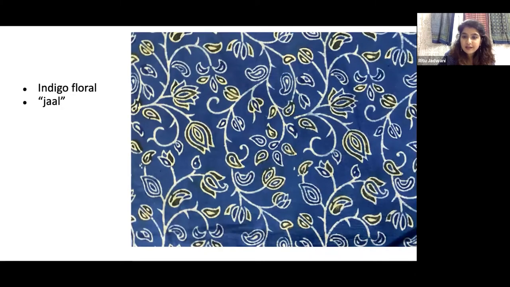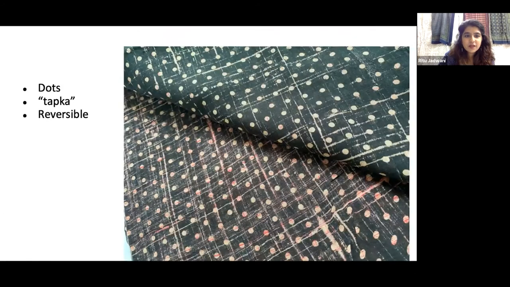Indigo floral, a classic timeless floral design, which we locally call the jal. Dots, or tapka, as they call it in Hindi and Gujarati, the local regional language. Notice how beautiful the reverse side of the fabric looks. On the bottom left corner, where you see accents of red, is the back side of the fabric. The fabric has not only been printed with Ajrakh, but also treated with some light brush strokes to give a textured effect.